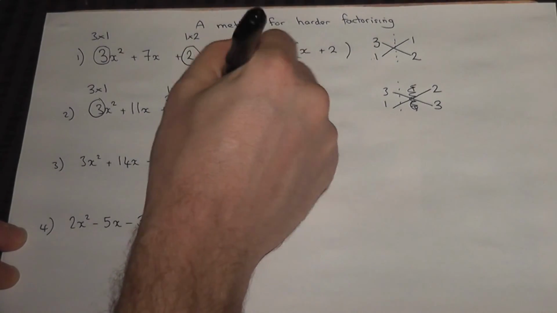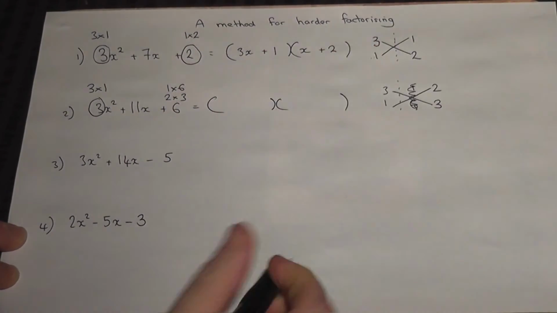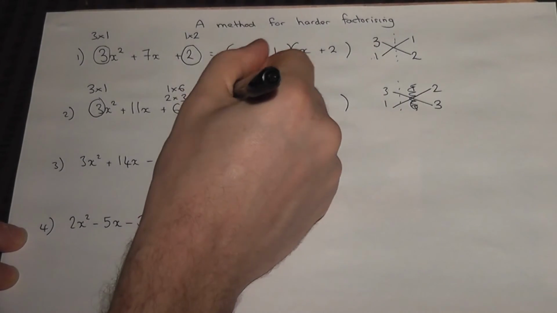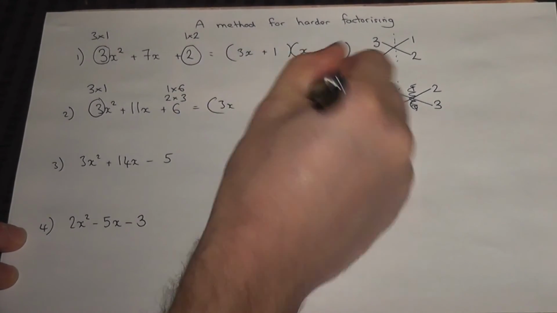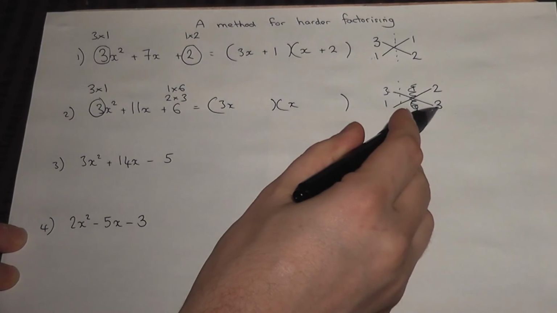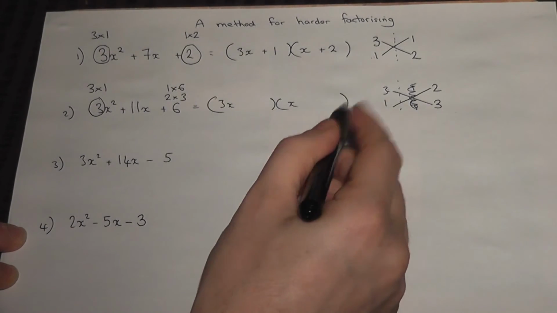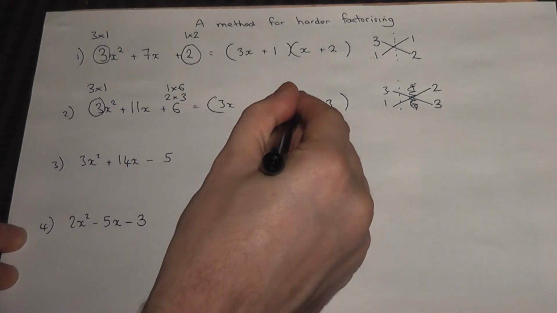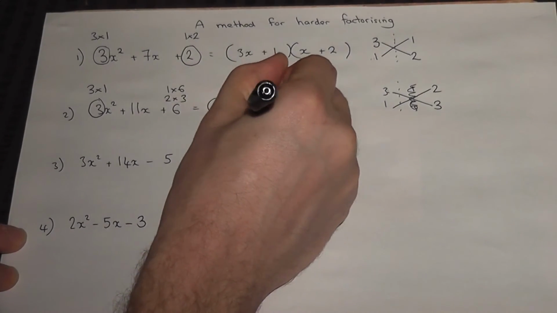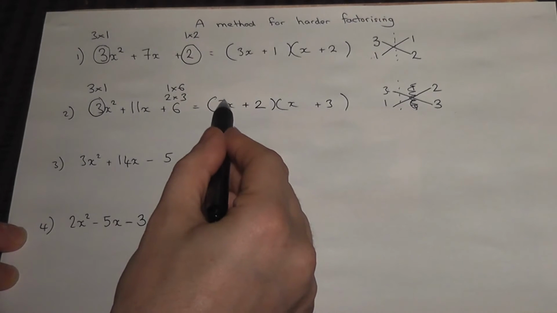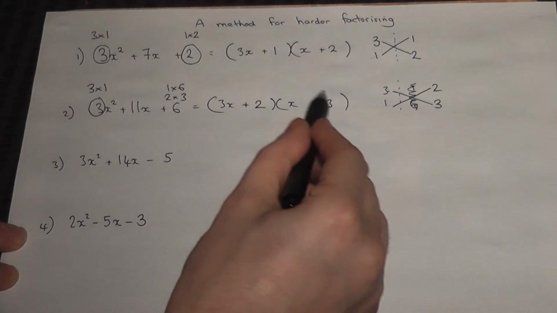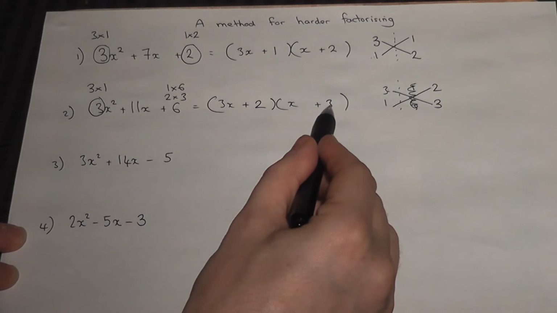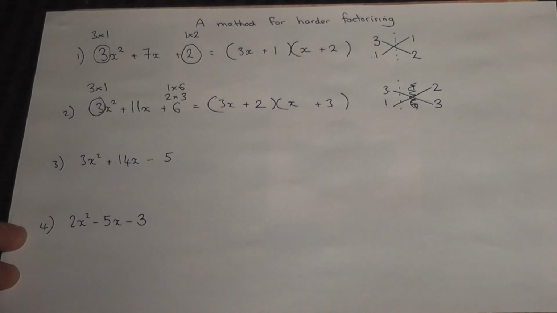So the trick here is to put it into brackets. So 3x and x, 3x and x. The 3x gets timesed by a 3, so I must put the 3 in the other bracket. The x gets timesed by 2, so I must put the 2 into the other bracket. And again, 3x squared, a 6, a 2x and a 9x gives the 11x.